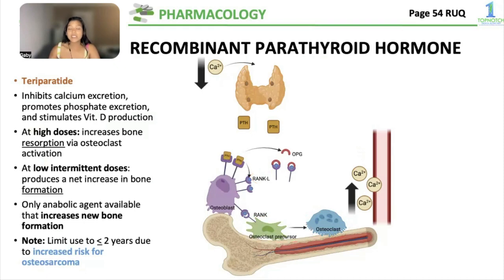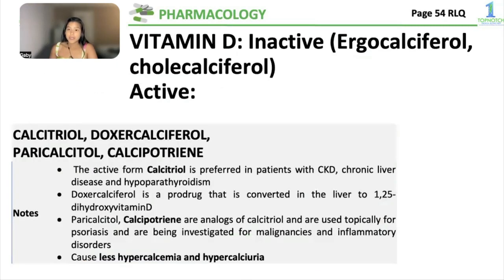So teriparatide is the only anabolic agent available that increases new bone formation. Again, only if it's given at low intermittent doses. Now, one thing to note about this drug is that we have to limit its use to less than or equal to 2 years because it increases your risk of osteosarcoma. Next, we have your vitamin D derivatives. You can either give an inactive form like your ergocalciferol or your cholecalciferol, or an active form like your calcitriol, doxercalciferol, etc. So, of course, in patients with CKD, but typically they will have anemia.